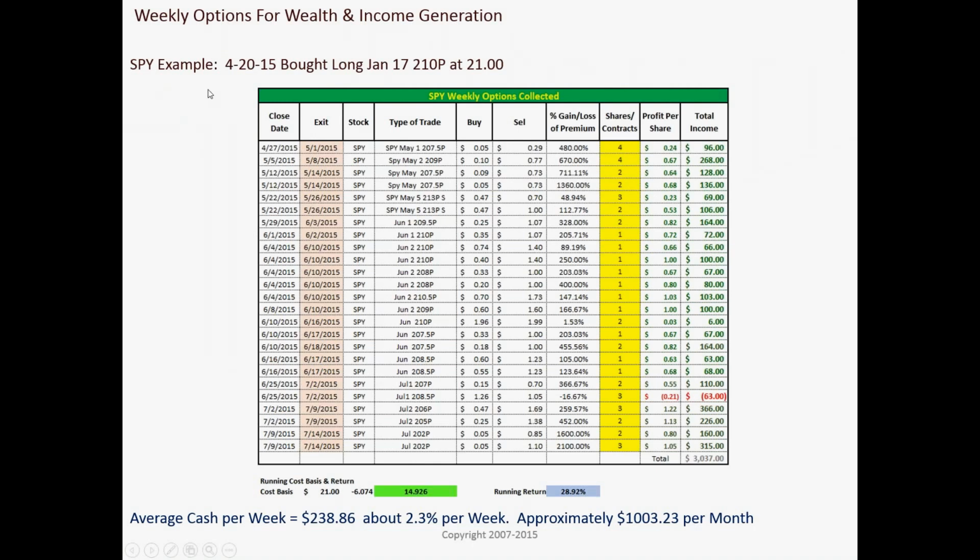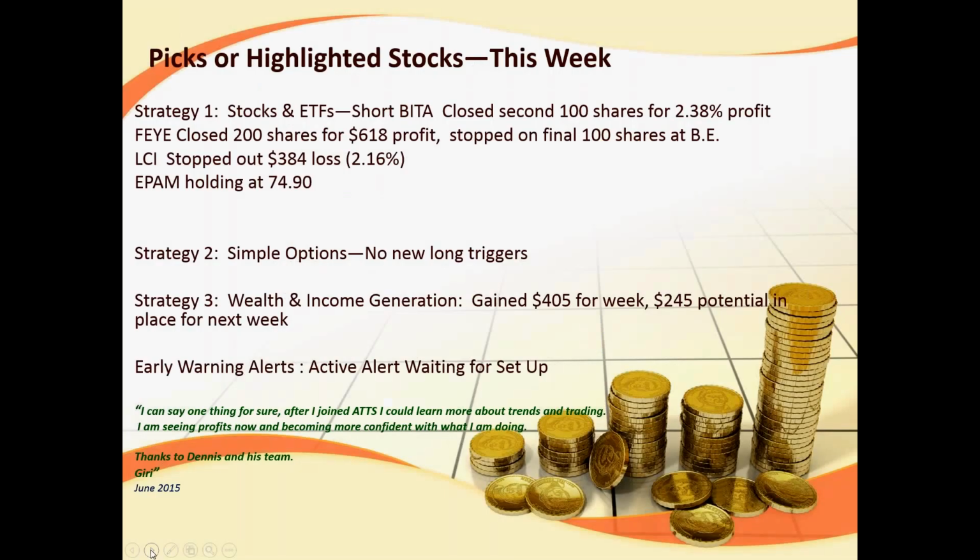Here's where we're sitting. This is a SPY trade that I do in my own account, and I'm really pleased with where it's sitting. Didn't have an open position on the SPY this week because this is a put trade, because I'm anticipating the market falling sometime between now and January 2017.